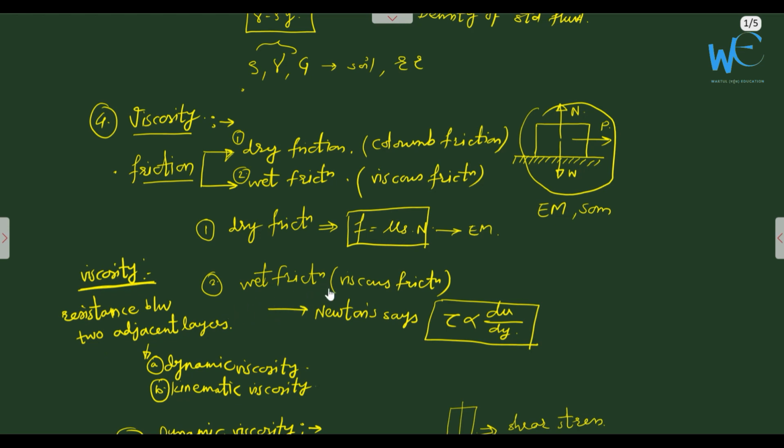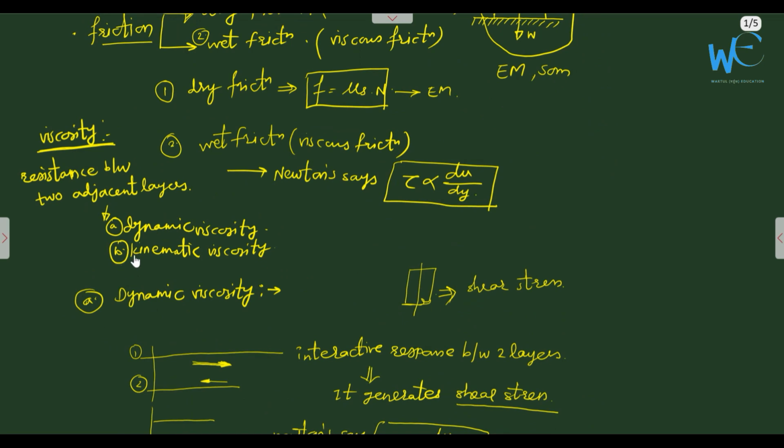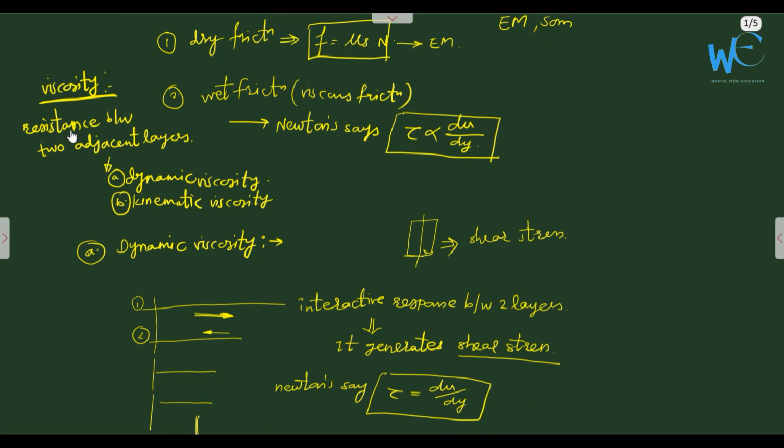To further study wet friction or viscous friction, there is one great scientist, Newton, who already did phenomenal work for us. He gave us a relationship: shear stress is directly proportional to du by dy, where du by dy is nothing but the velocity gradient. Viscosity has two types. The first one is dynamic viscosity, and the second one is kinematic viscosity. What I told you earlier is that viscosity is nothing but resistance between two adjacent layers.